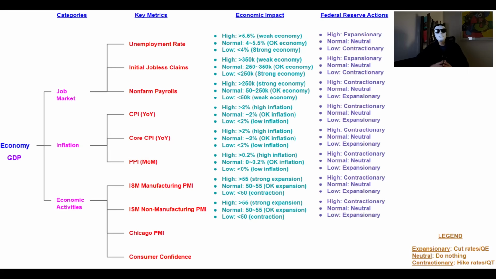And number two, historically, Chicago PMI has been acting as a leading indicator for the nationwide manufacturing PMI. Basically, Chicago PMI gives us a preview of how the ISM manufacturing PMI will look in the next 1 to 2 months, given Chicago is the starting point of the manufacturing activities in the US. Now, on the economic impact and the Federal Reserve's actions, it is the same as other PMI data.